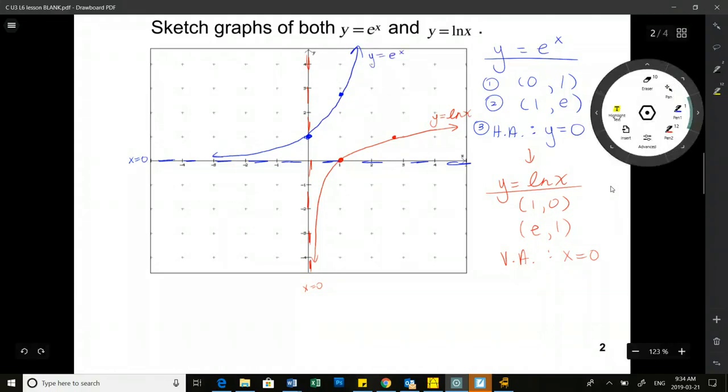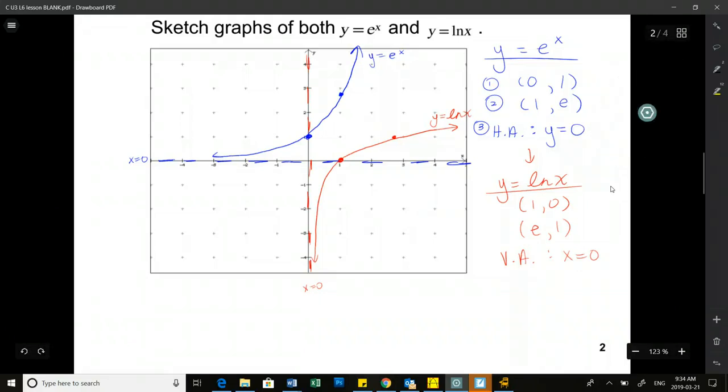Also, if you remember back from grade 11 when we were doing inverse functions, our inverses are reflected over the diagonal line y equals x. So these two functions, because they're inverses of one another, if you imagine folding your paper over that dotted line, it should look like these guys match up.